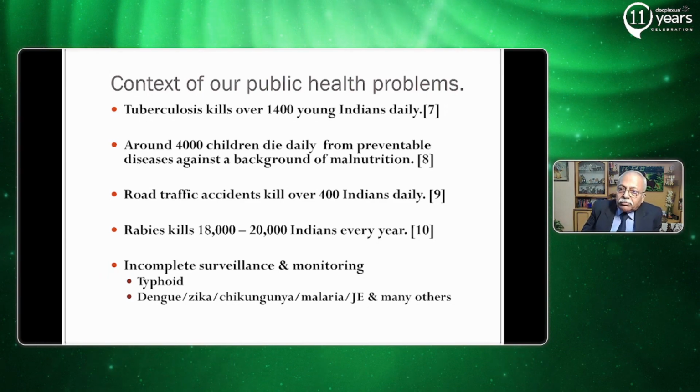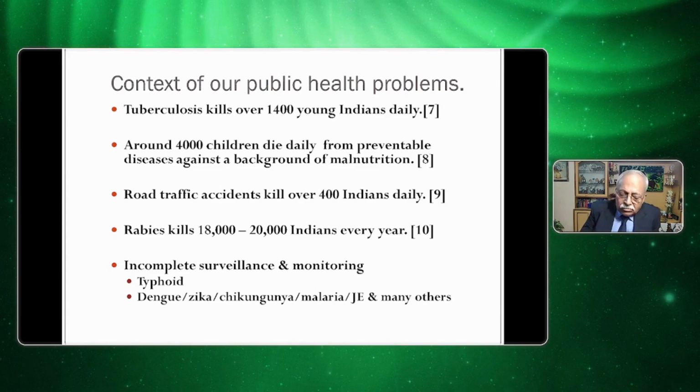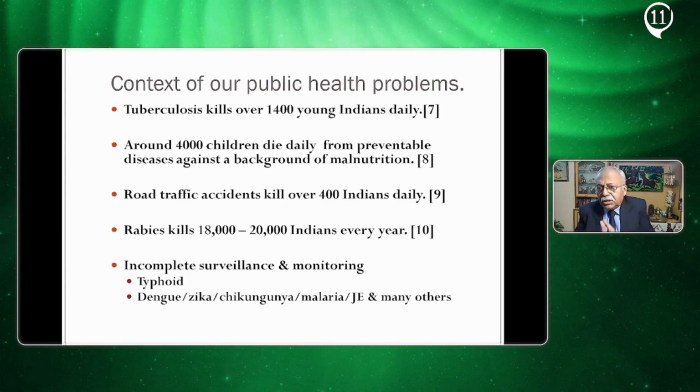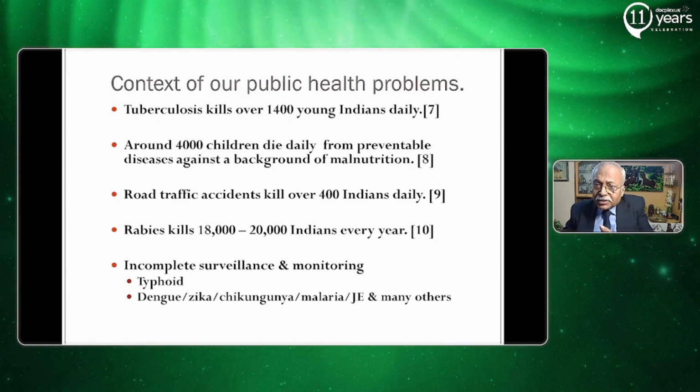So some of the problems for which data is available, as I said, unfortunately, many of the figures we don't have. So tuberculosis kills 1,400 young Indians daily. Young people, imagine. Here, COVID was killing elderly people. Or, I mean, any death is a tragedy, I agree. But there is something called disability adjusted life years. So, quality life is lost if a young person dies.